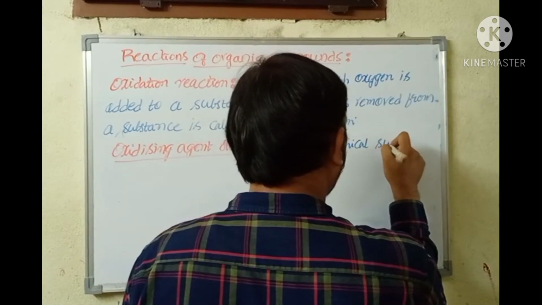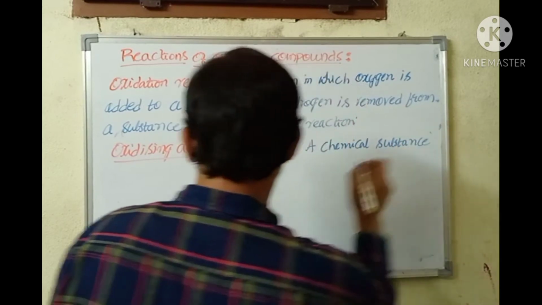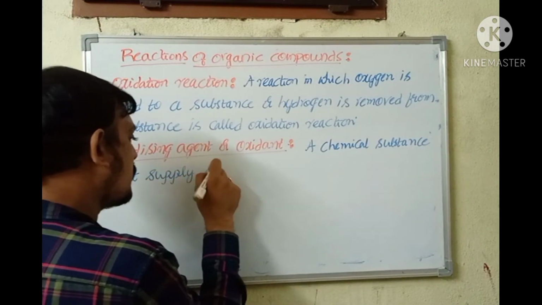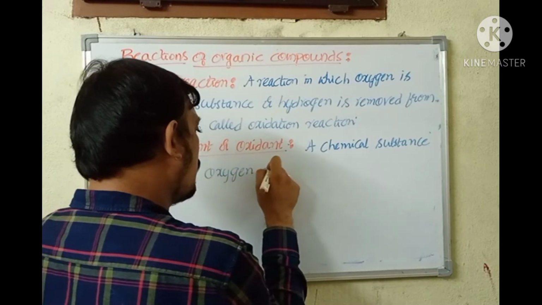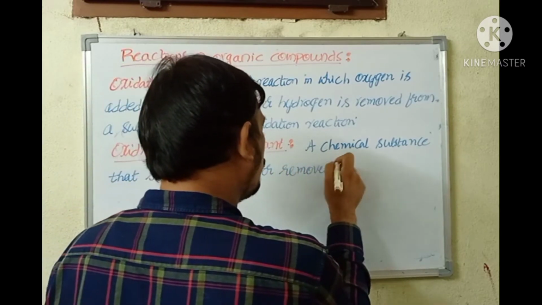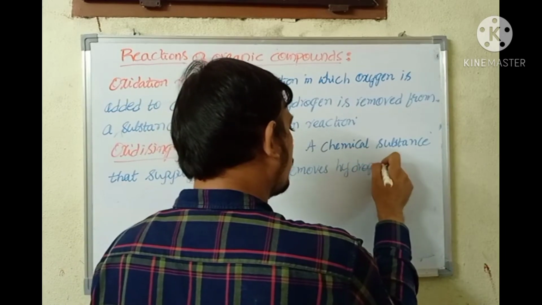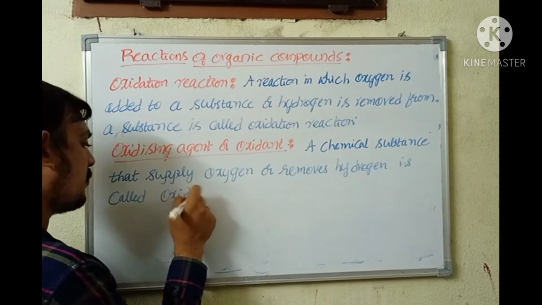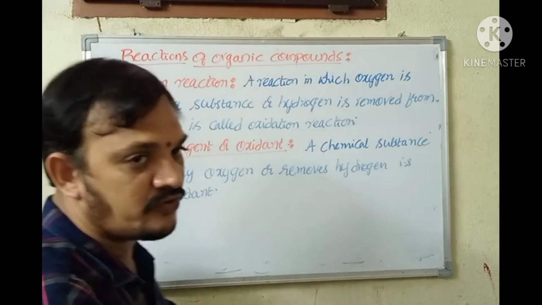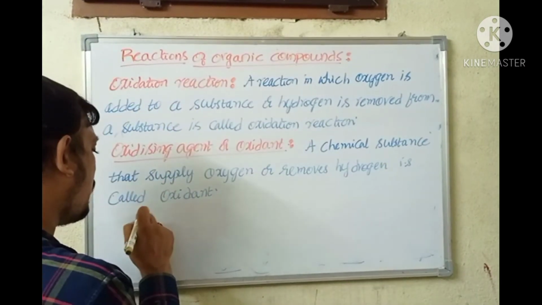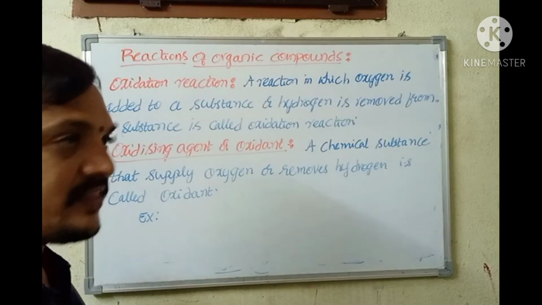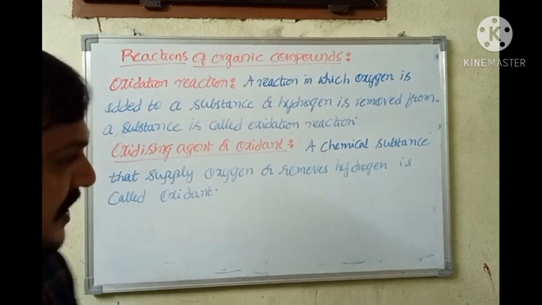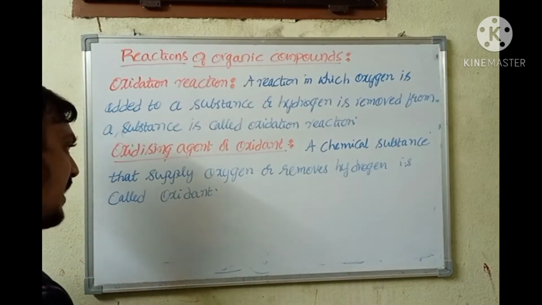A chemical substance that supplies oxygen or removes hydrogen is called an oxidant or oxidizing agent. Before going to an example of an oxidation reaction with ethyl alcohol, we should discuss common examples of oxidizing agents used in organic reactions.